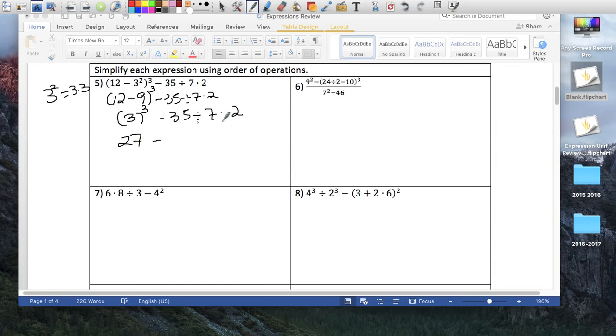Remember, it's whatever you see first going from left to right. So it's not multiplication, but in this case, division is going to come up first. 35 divided by 7 is 5. And then we'll multiply by 2. Do not do 27 minus 5 because multiplication comes before. So leave the 27 alone. And that's a minus, and 5 times 2 is 10.